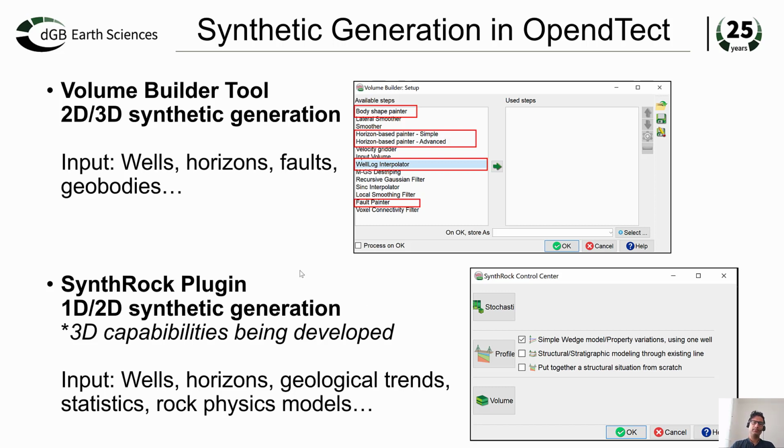The second and perhaps more advanced tool we have available in OpenDetect for generating synthetic data sets is the SynthRock plugin, which is currently supporting generation of 1D and 2D synthetic data set and can make use of well log data, horizon data, geological trends, statistics, and rock physics models, among others, to generate 1D or 2D synthetic data. It is worth mentioning here that we are currently working on extending SynthRock's capabilities to 3D.